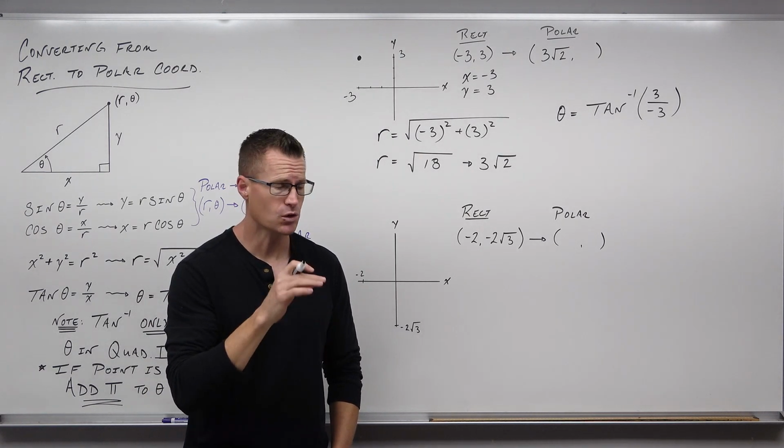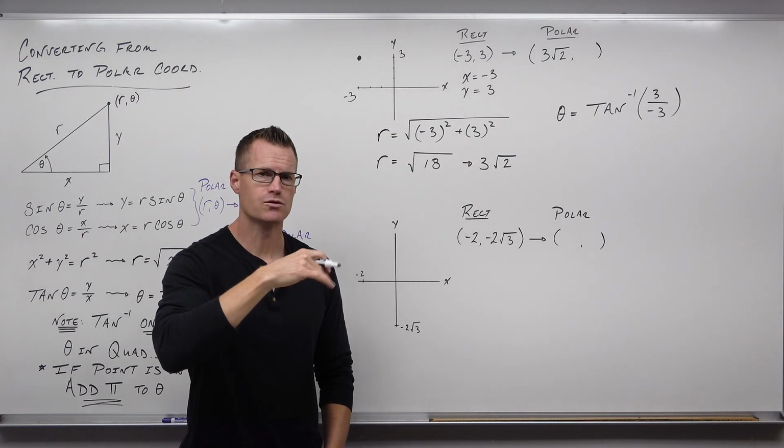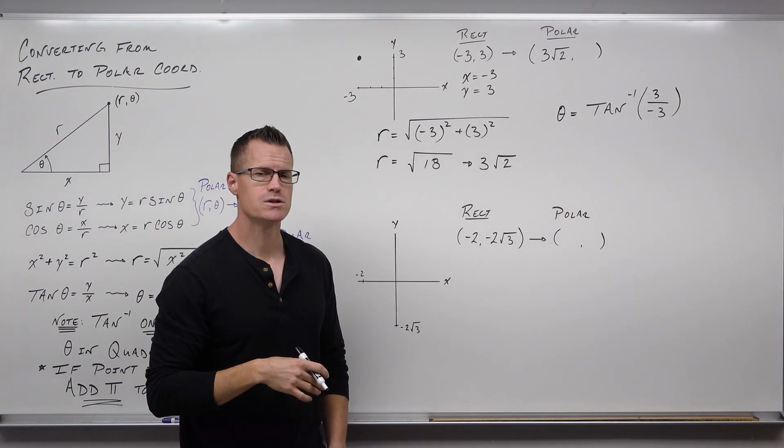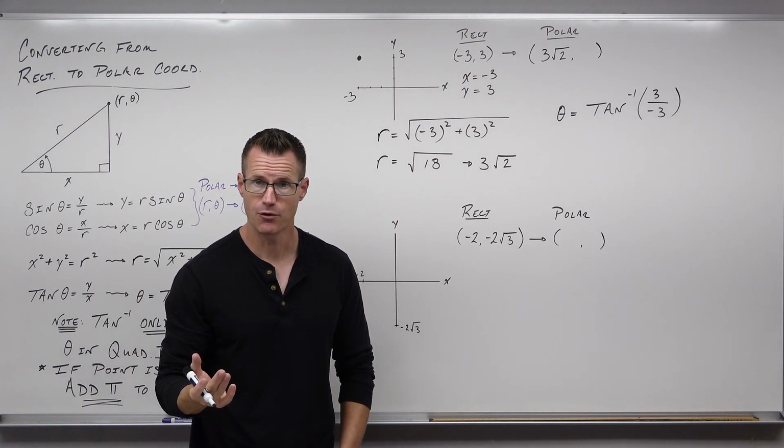So because tangent inverse only gives you out angles in quadrants 4 and 1, this tan inverse of negative 1 is going to give you negative pi over 4 again.